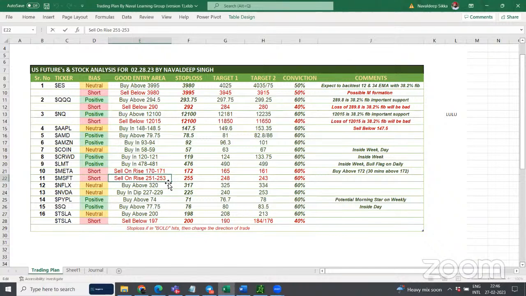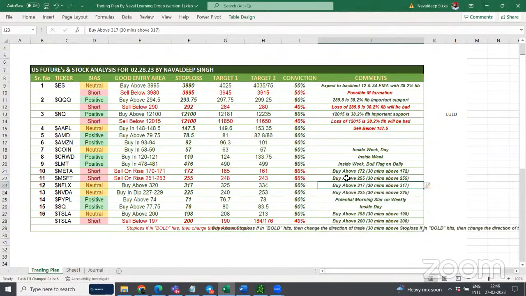As I said, if we lose the 3980 area, Microsoft and Apple. Apple is still showing some strength, but Microsoft and now Meta, they are struggling along with Google and Amazon. So if the market has to turn and reverse direction, these stocks need to add a certain push on the downside. So I will go long on Microsoft above 254, by above 255.